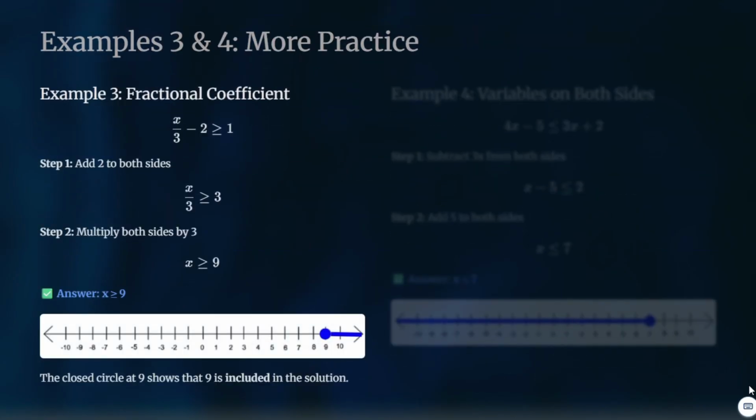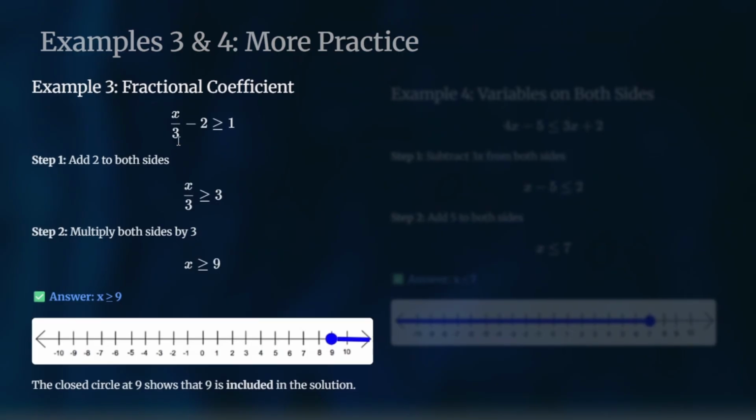Here are two more examples. In this case, we have x divided by 3 minus 2 is greater than or equal to 1. So even though we have a greater than or equal inequality, the concept is still the same. We must isolate the variable on one side of the inequality. So in order to do so, first we'll add 2 to both sides. So x over 3 is greater than or equal to 1 plus 2 is 3. And then we'll multiply both sides by 3. X is greater than or equal to 3 times 3 is 9. So therefore our solution is x is greater than or equal to 9.